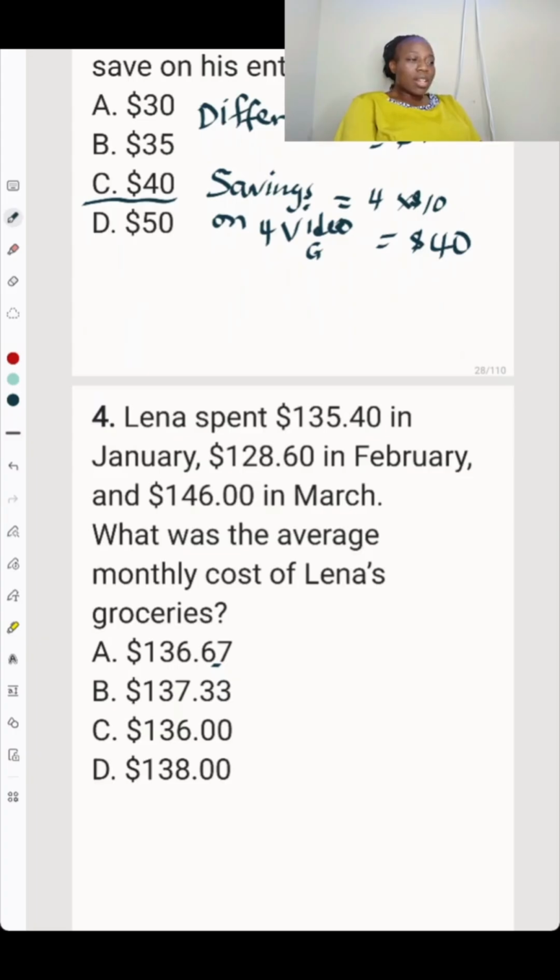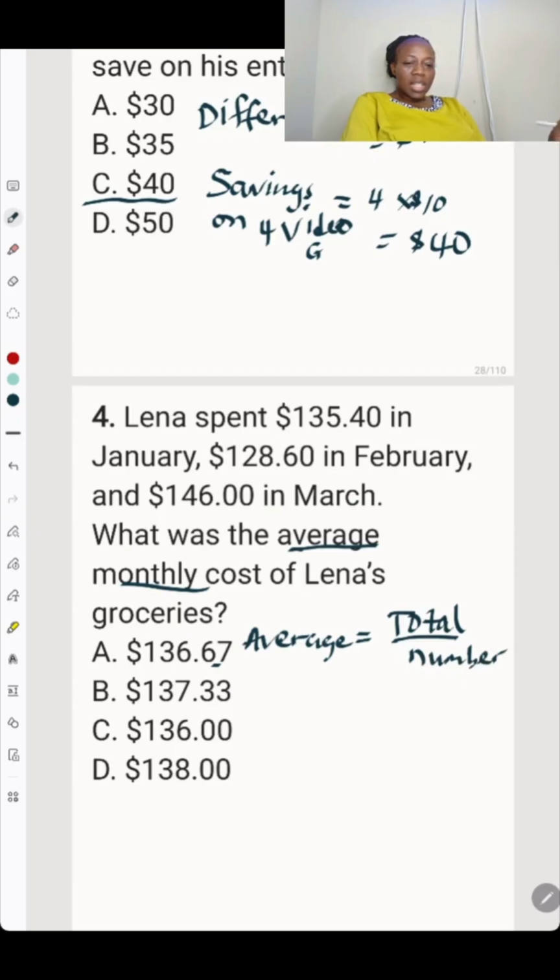Lena spent $135.40 in January, $128.60 in February, and $146 in March. What was the average monthly cost of Lena's groceries? Average monthly cost. So what's that? We are going to add everything and divide by 3. So let's add. Average will be total divided by what? Number.